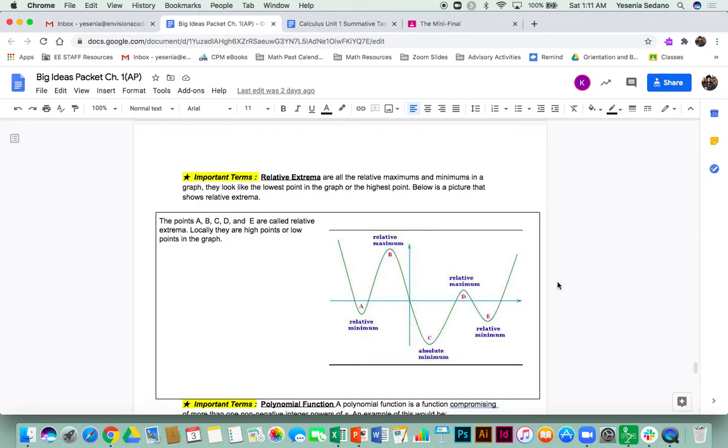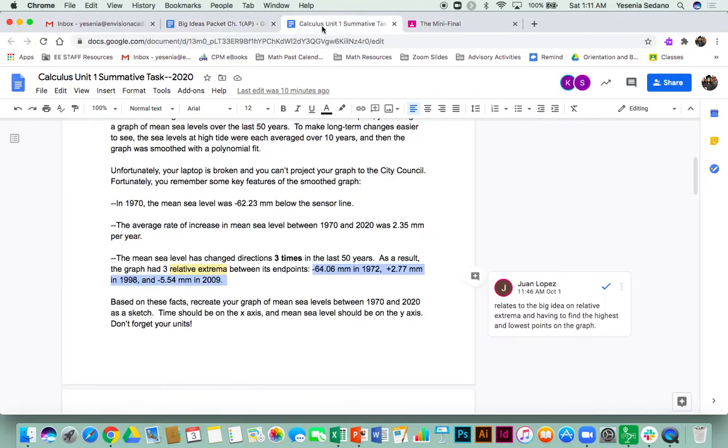The best way to explain this is looking at this picture right here. I call them humps or maximums, minimums. We call them relative because locally they're a relative maximum or a local minimum compared to their local location, but that's what they are. High points or low points, basically. So that's what your graph should have when you recreate the model.